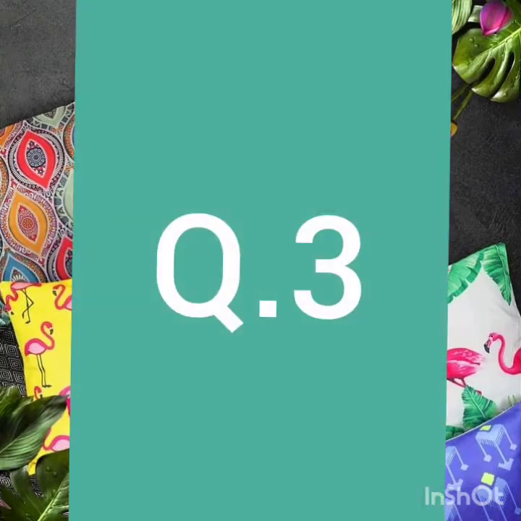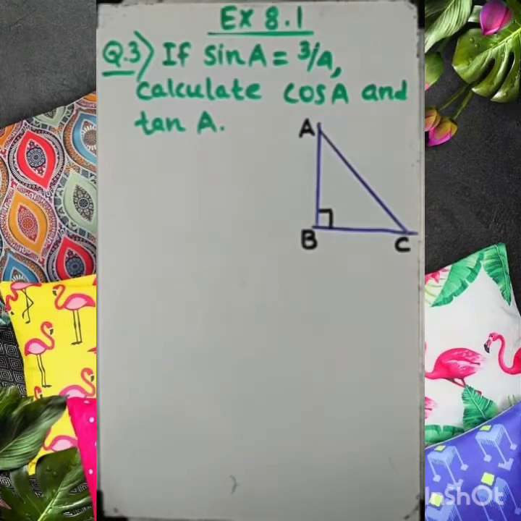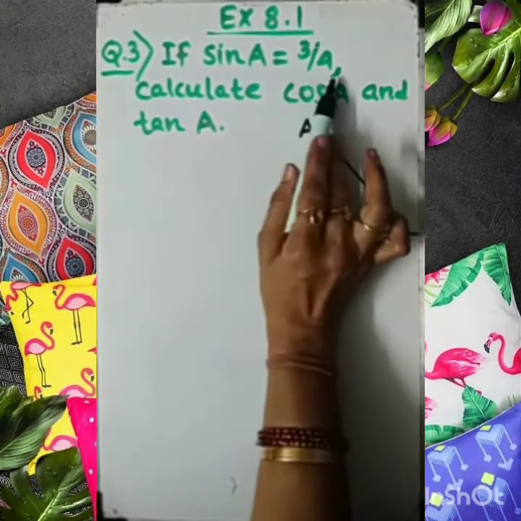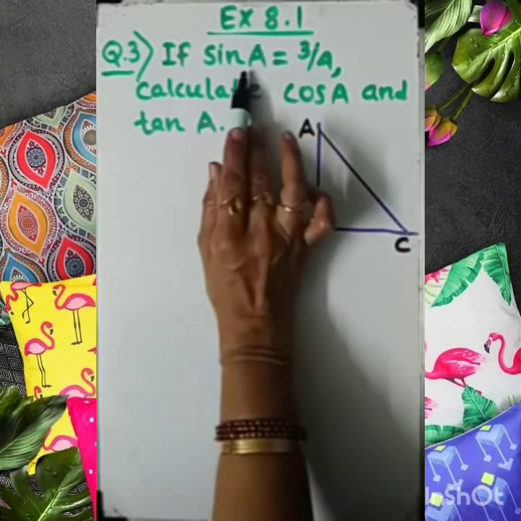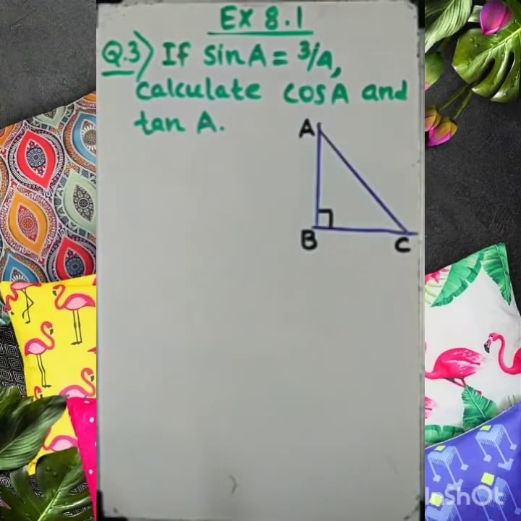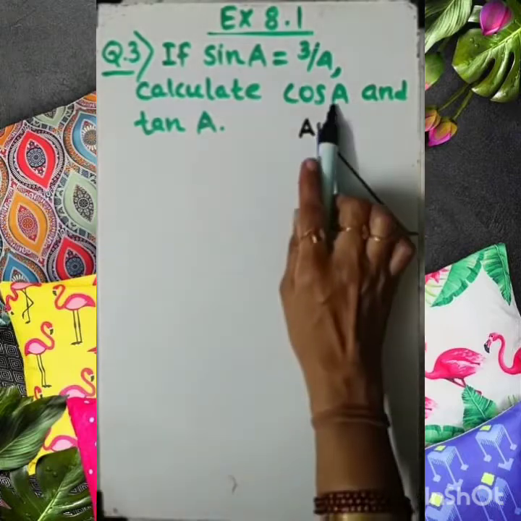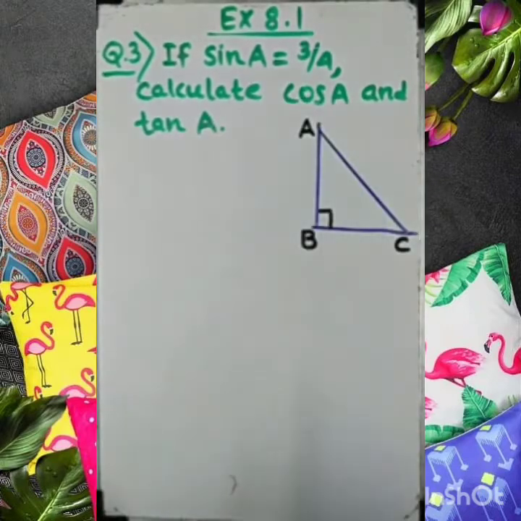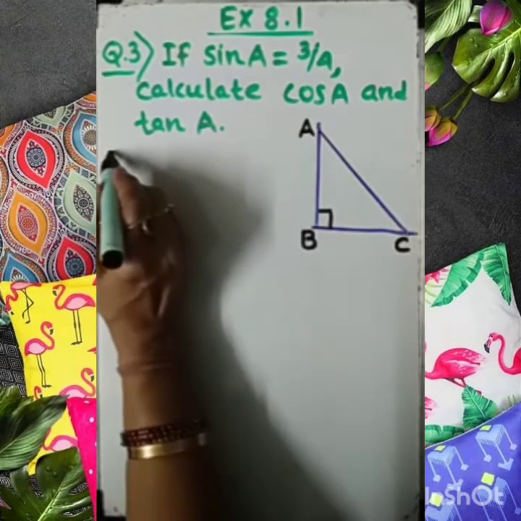So my dear student, each and every question carries a different technique to solve it. Let's try to learn. Question number 3 says, if sin A equals 3 by 4, then calculate cos A and tan A. My dear student, here one of the trigonometric ratios is given, but it is given in ratio form. So we have to find the other two trigonometric ratios. So first of all, how do we begin the solution?